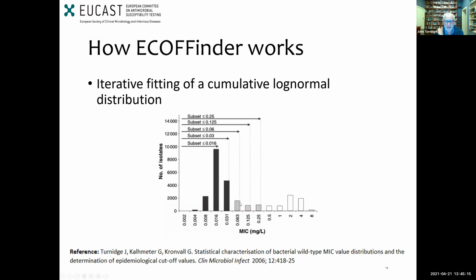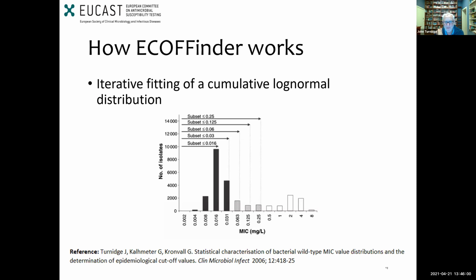What ECOFFinder does is take repeated subsets of the MIC distribution, such as the one shown here, and analyze them to see if it can fit a cumulative log normal distribution. It'll start with one beyond the mode in the wild type and analyze that, and then it'll try the next one, 2 above the mode, 3 above the mode, and so on, until it finds what I would call a best fit, where the number in the wild type distribution most closely resembles the number actually seen in that distribution at that MIC.